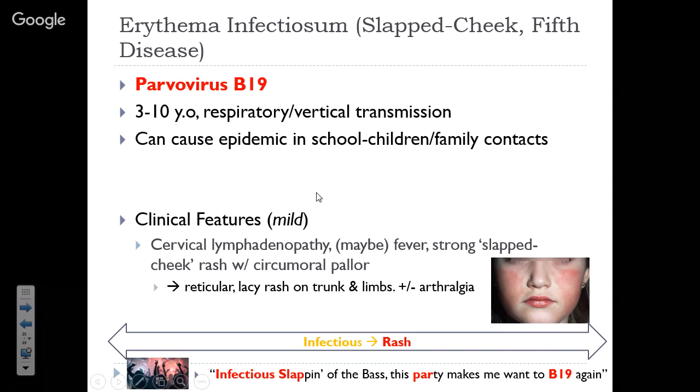Now, quickly, in terms of EMQs, erythema infectiosum and roseola infantum did come up quite a bit in past EMQs, and I always got confused between the two. So to help you remember them, I've got a quick story. Imagine you're at a party and you hear this awesome song, and you think, oh, it's got quite a nice bass. I really like that slap end of the bass. It's quite infectious. This party makes me want to be young again, be 19 again. So just remember, infectious slapping of the bass, B19, parvovirus.